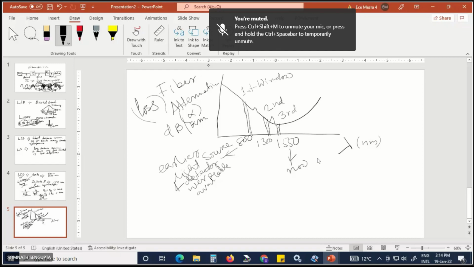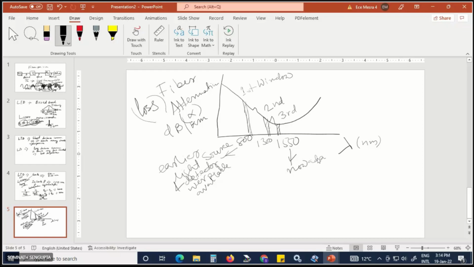Nowadays the light sources and detectors are available at this wavelength.